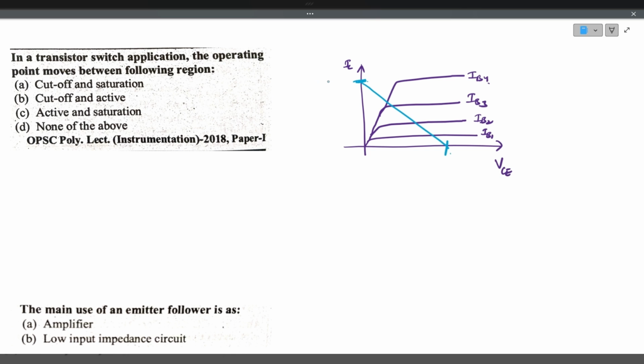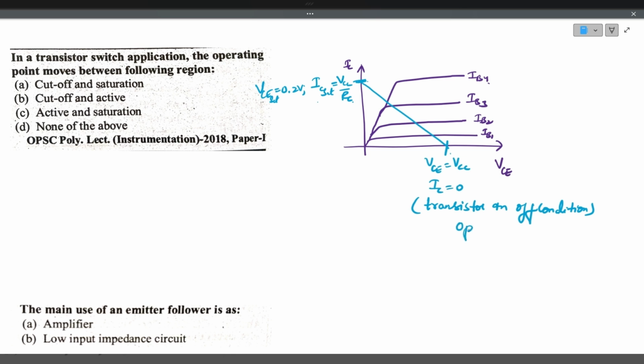Here, this is IC saturation. IC saturation value is VCC divided by RC, whereas VCE saturation is 0.2 volts. At this point, the IC will be VCC by RC, and the VCE saturation is 0.2 volts. This is the cutoff point where VCE is equal to VCC and IC will be 0. So this is the state where the transistor will be off. The transistor will be in the off condition, so it acts like an open switch.